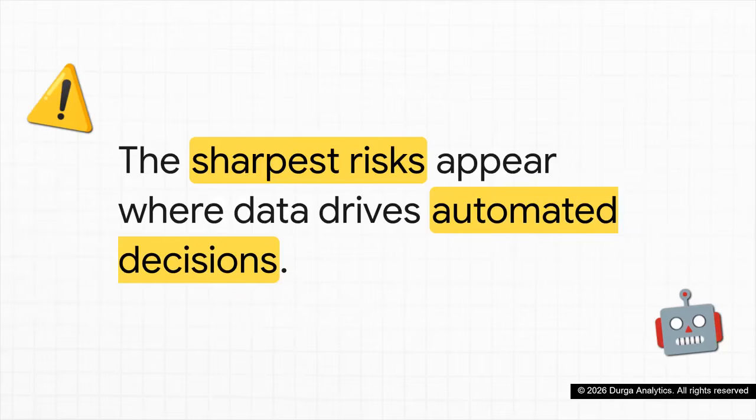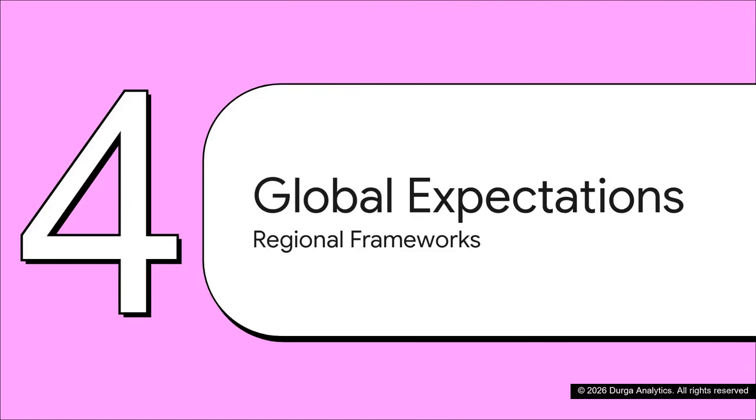And why are these specific controls so unbelievably urgent? Because the sharpest ethical risks appear where data drives automated decisions. A model trained on biased data will systematically disadvantage a group, legally but unfairly. Ungoverned, unexamined data scales unfairness at machine speed. Opaque models make decisions no one can explain, which is exactly why fairness checks and explainability are absolutely mandatory governance controls.